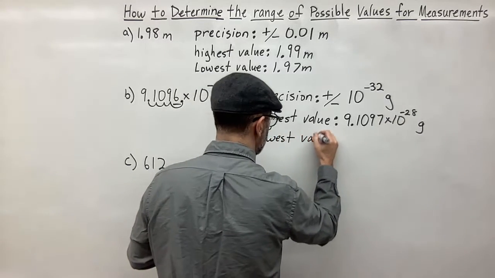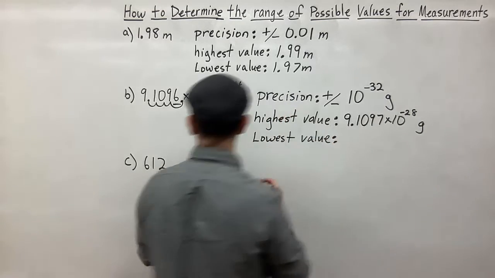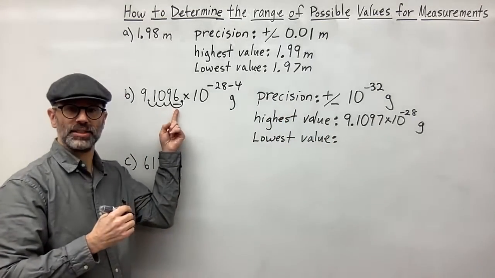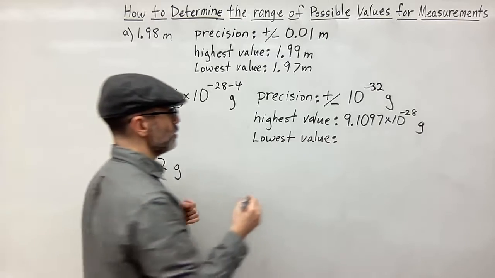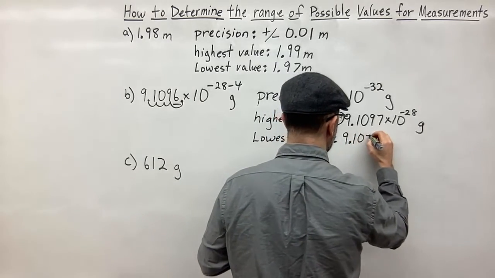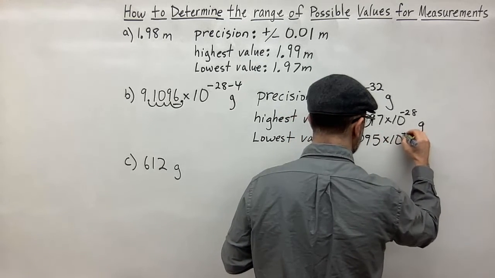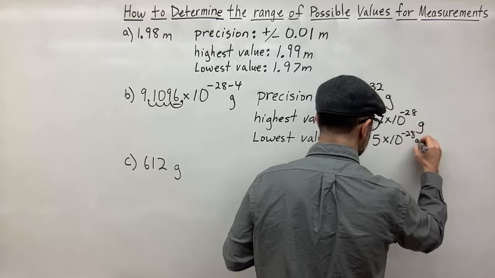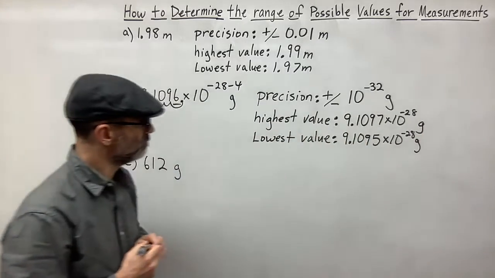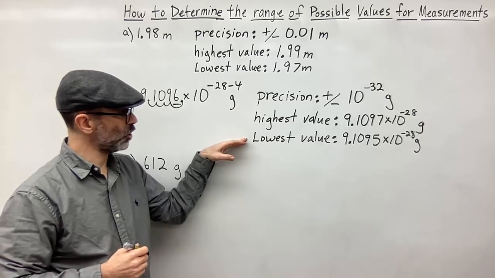The lowest value in my range is going to be where I subtract 1 from the last digit, and that's going to be a 5. So now it's going to be 9.1095 times 10 to the negative 28 grams. And there's your range. You've got the highest value to the lowest value.